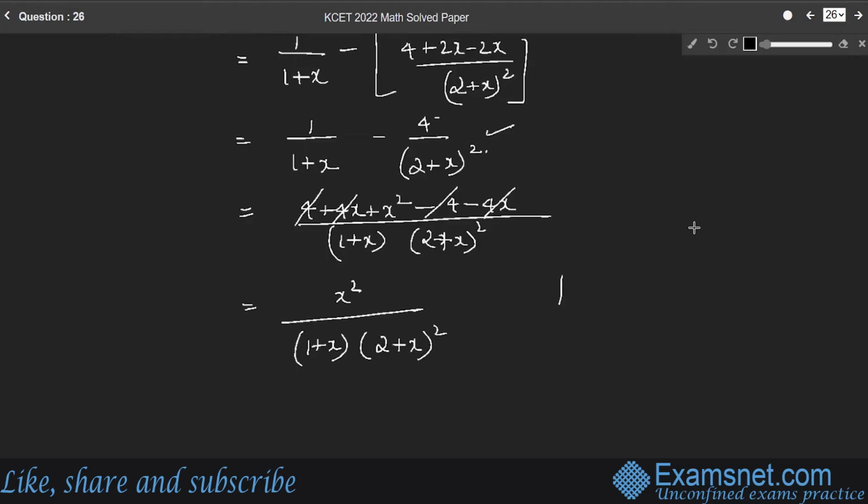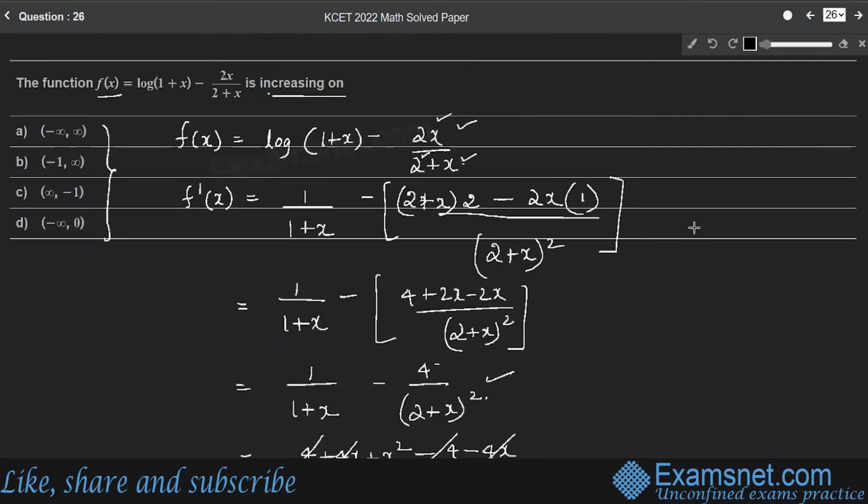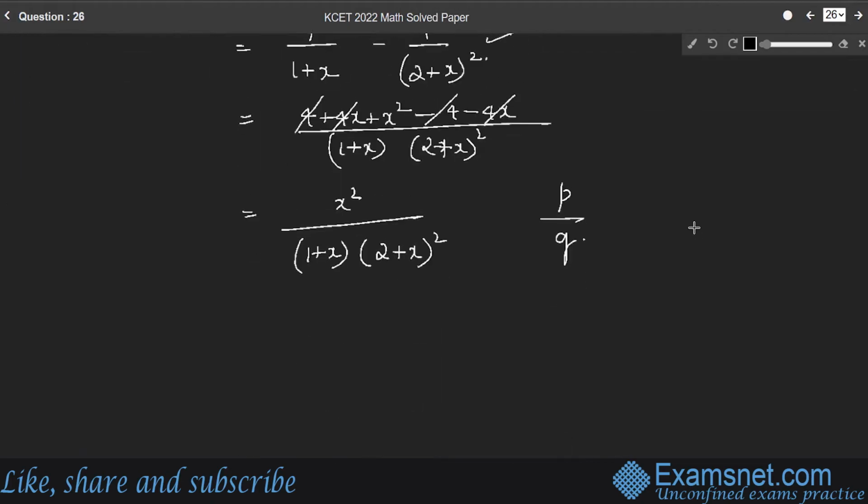Which is in the form of p by q. And in the question it is given that f of x is increasing. Therefore, f dash x is greater than 0. Therefore, p by q is also greater than 0, since the numerator is a square number, x square is greater than 0, right?